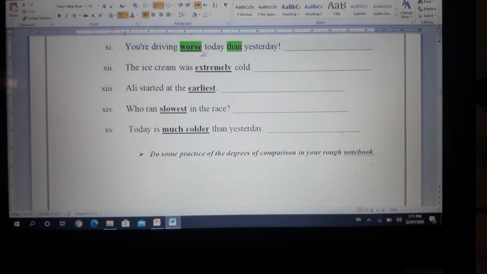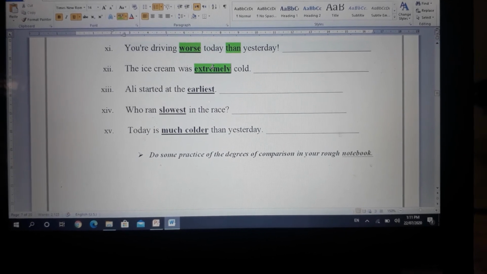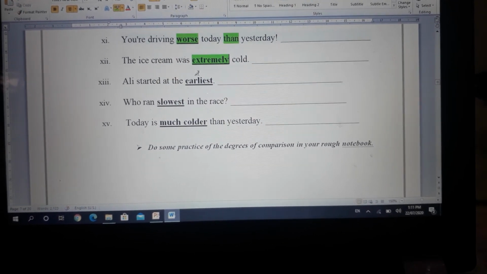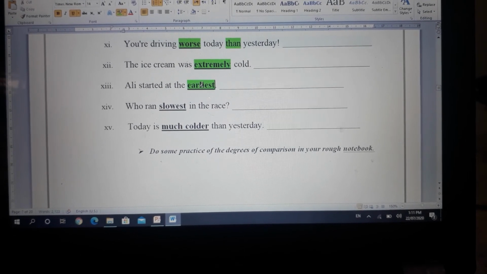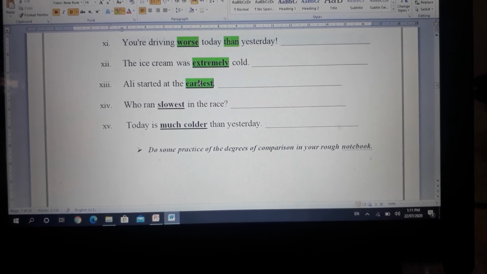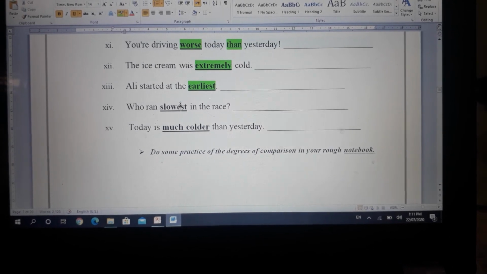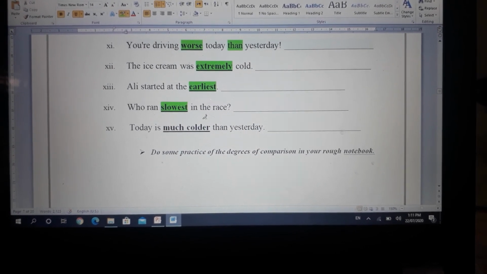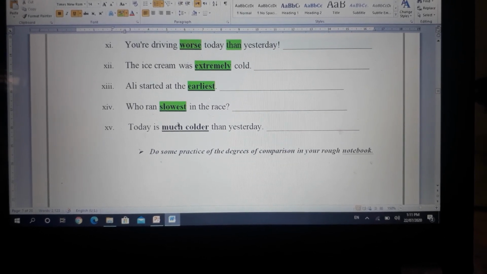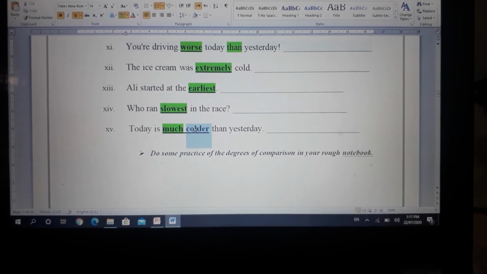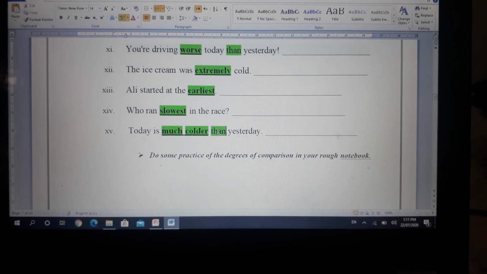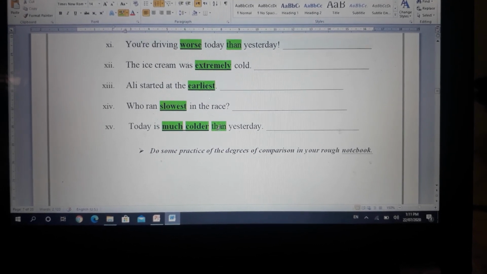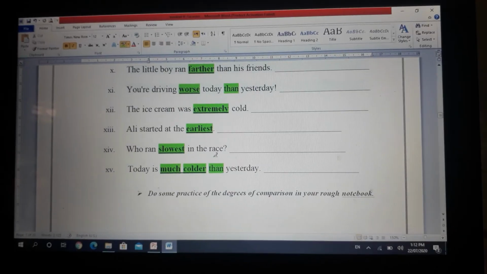See, the ice cream was extremely cold. Ali started at the earliest. Who ran slowest in the race? Today is much colder than yesterday.